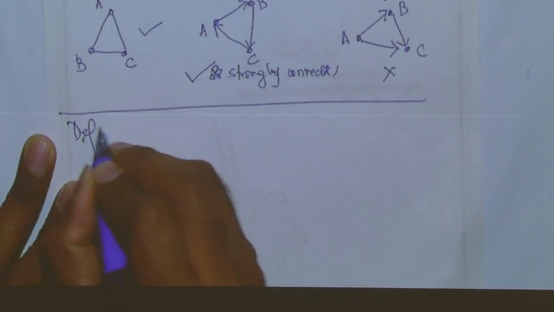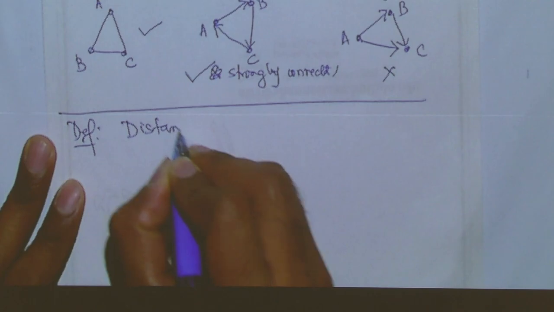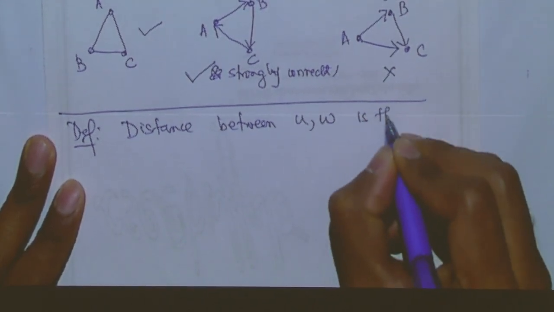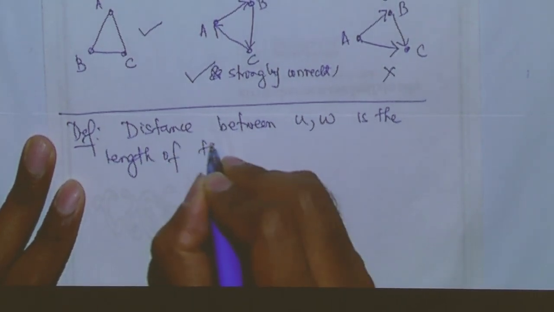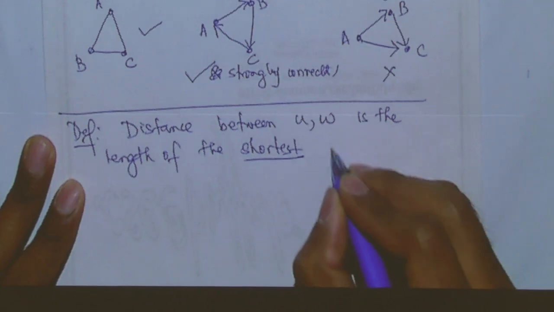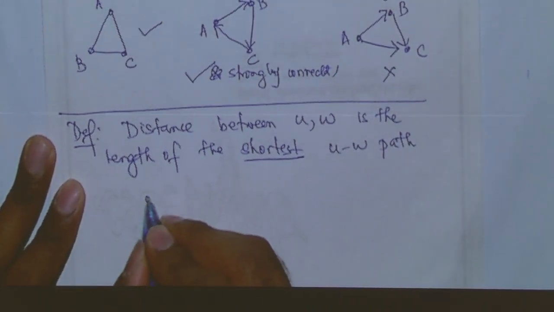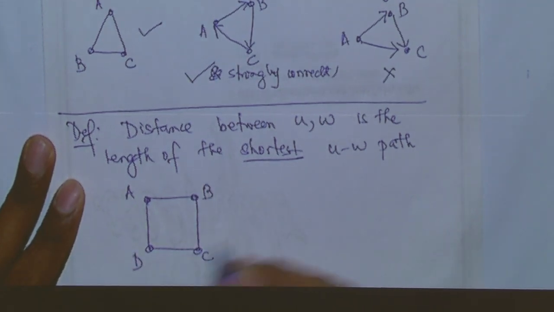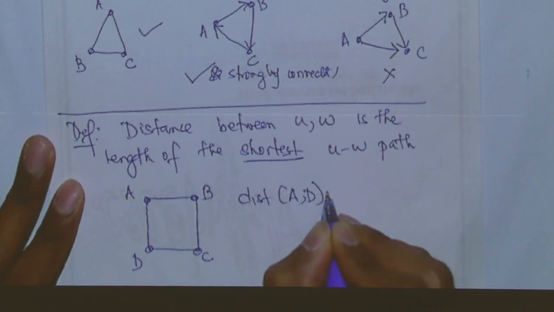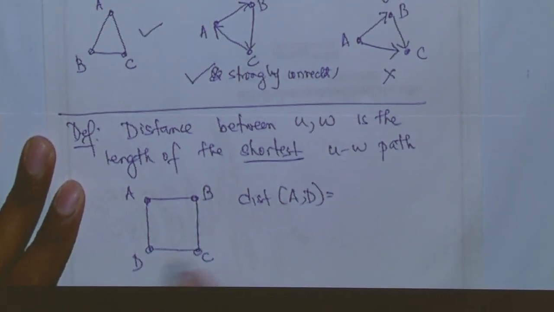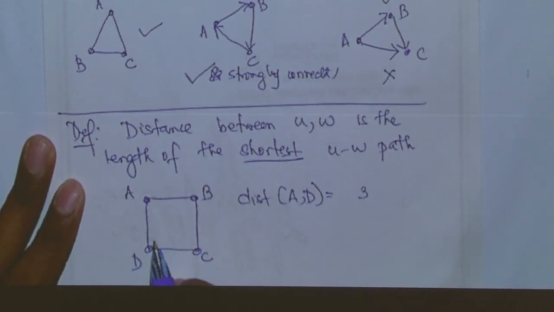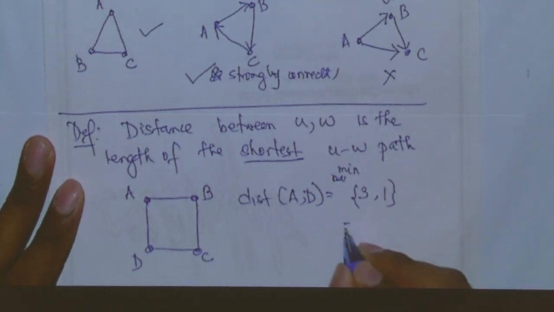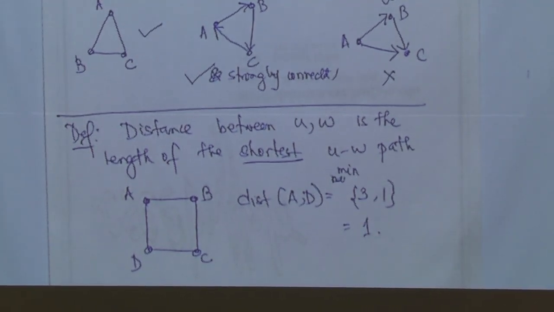All right, one more definition. We say the distance between two vertices U and W is the length of the shortest UW path. So for example, if I now have a four cycle, A, B, C, D, then the distance between A and D: you can take this path A, B, C, D, so it's 3, but you can also take this direct edge from A to D. So it is the minimum of these two paths, which in this case is 1. Okay.